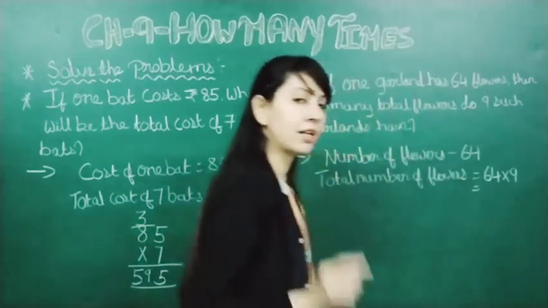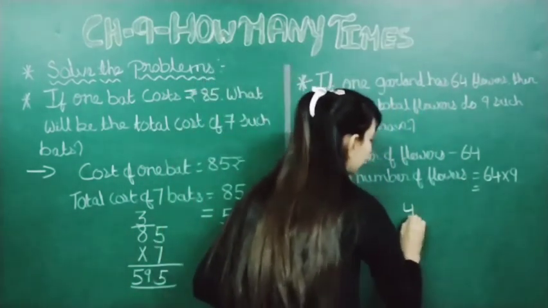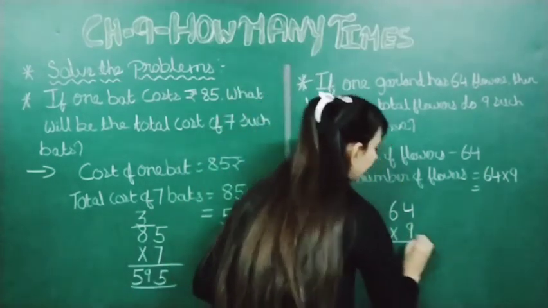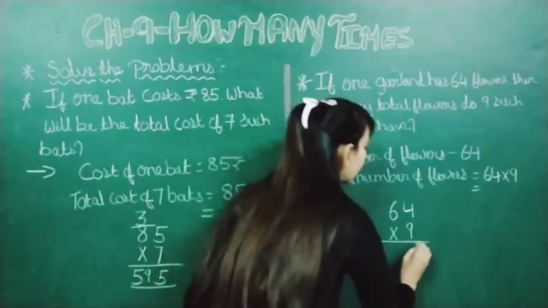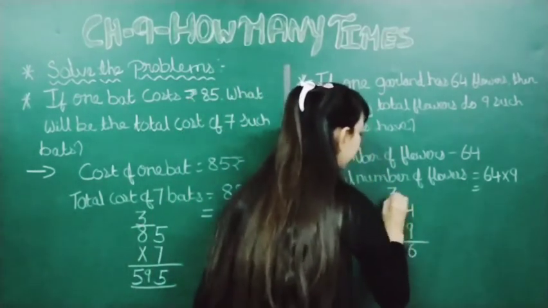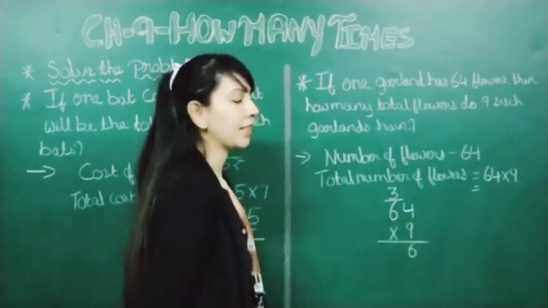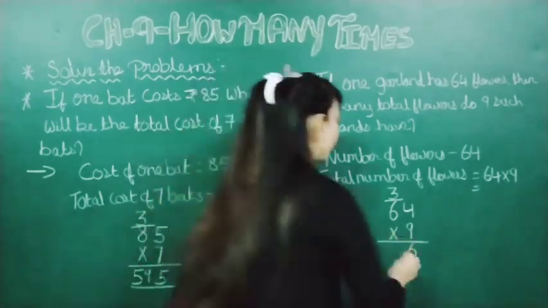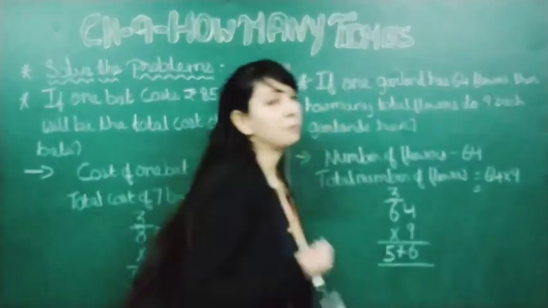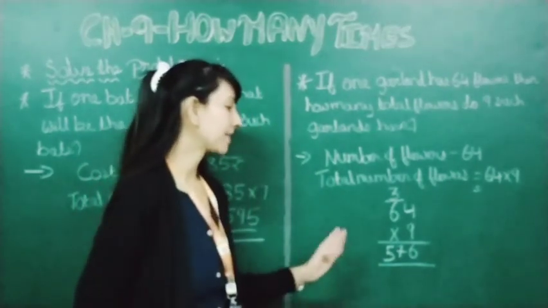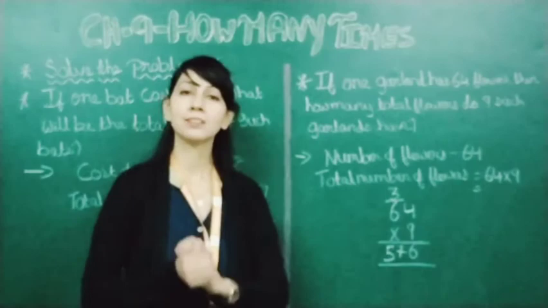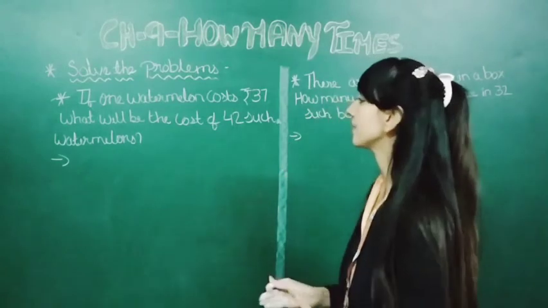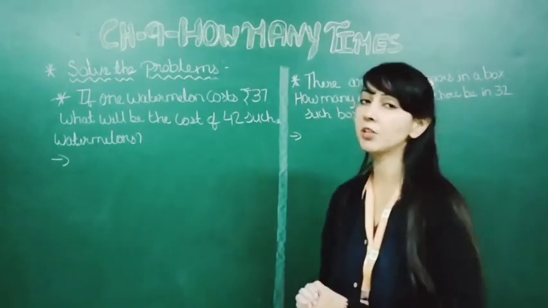Yes. So now let's see. 4 we will write in ones place. 6 we will write in tens place. Now into 9. 9 fours are 36. So here we will write 6 and here we will carry 3. Now 9 into 6. Okay, 9 6s are, yes, 54. 54 plus 3, 57. Means you can find out 576 flowers in 9 garlands. Understood?